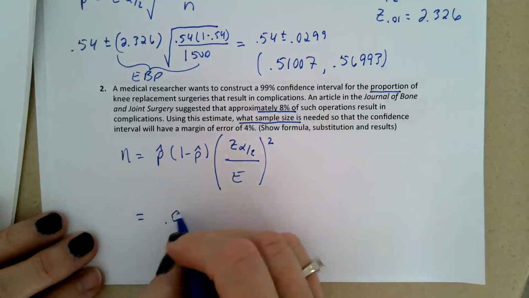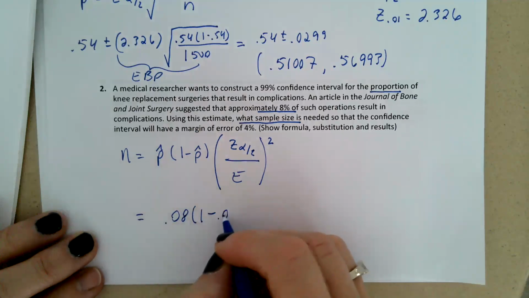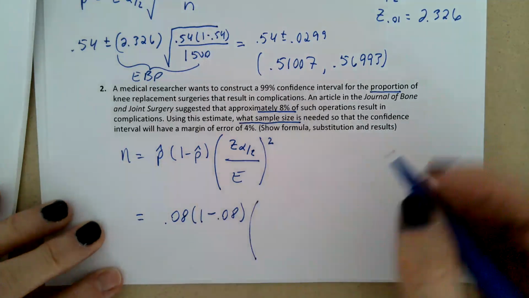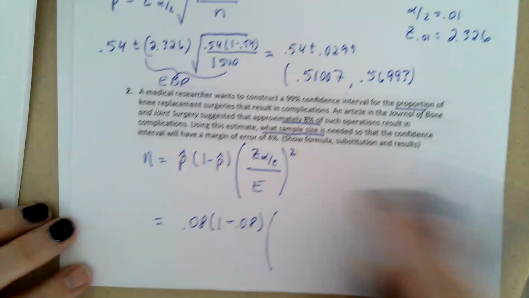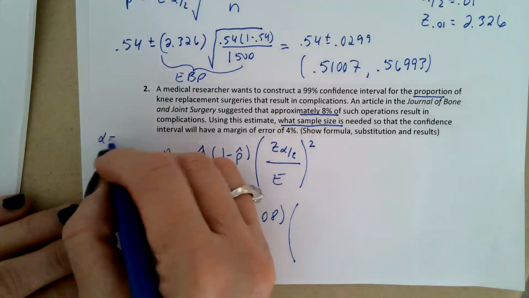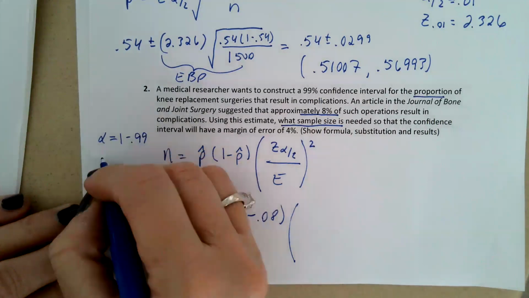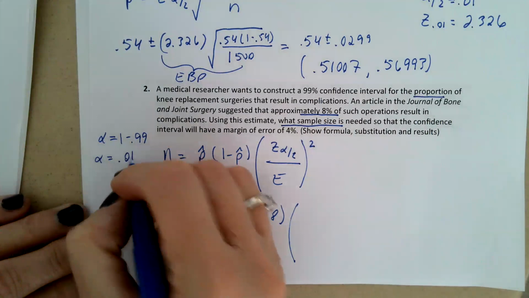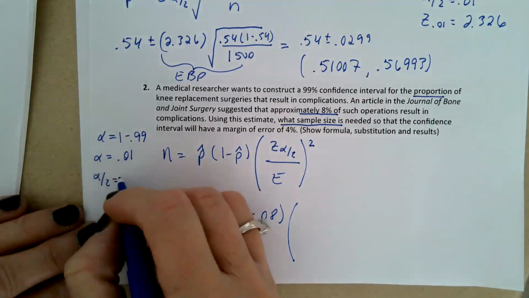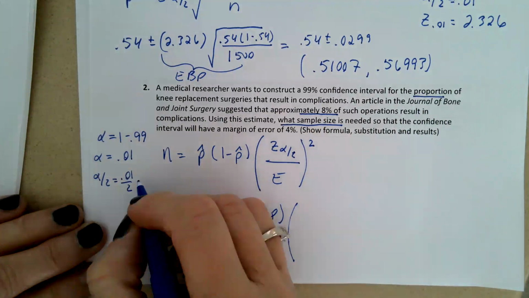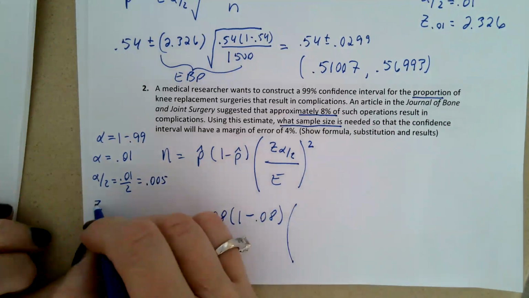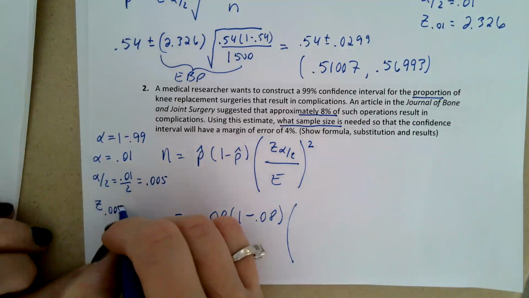So we have 0.08 times 1 minus 0.08. This is what they told us from prior data. And then we have to find the z that goes with our confidence. So our confidence level is 99%. So alpha is 1 minus 0.99. So alpha is 0.01. So alpha divided by 2 is 0.01 divided by 2, which is 0.005. So we need to find z of 0.005.